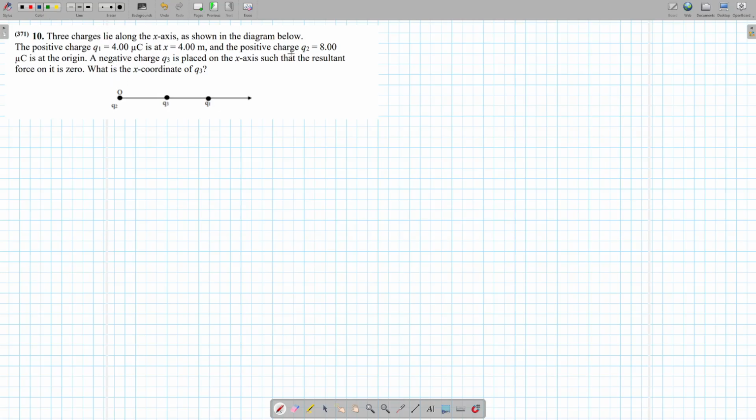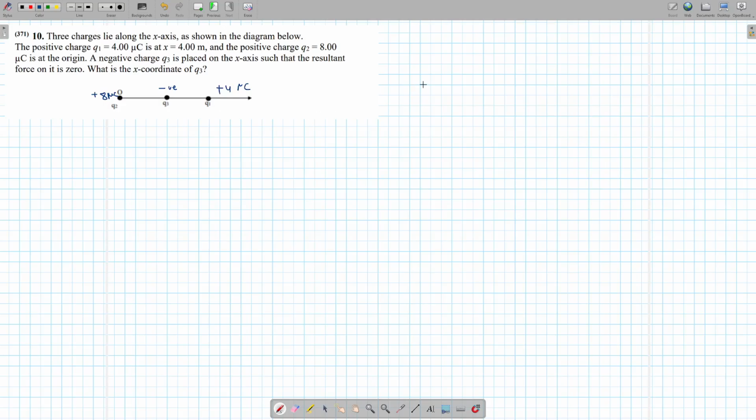Okay, so Q2 is plus 8. And Q1 is plus 4. We know that Q3 is negative. So this is plus 4 microcoulombs and this is plus 8 microcoulombs.